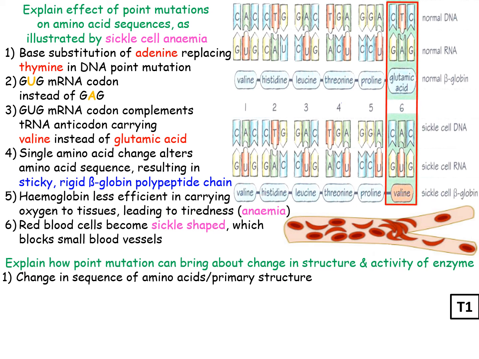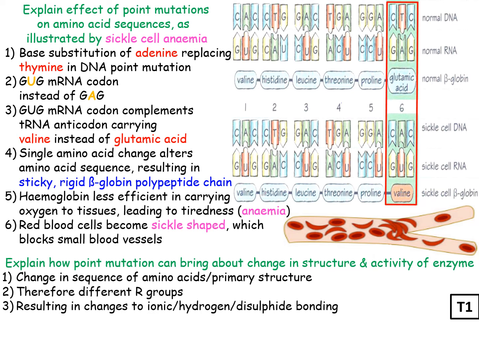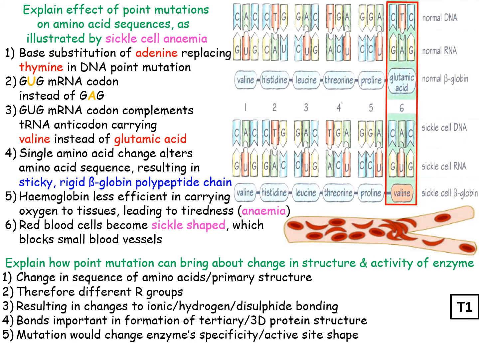Explain how point mutations can bring about change in structure and activity of enzyme. So in this example here, we're looking at point mutations that now affect enzymes. If you have a change in the sequence of amino acids, as we said earlier, that affects the primary structure, you end up with a different R group. And that different R group means that you can now form different ionic, hydrogen and disulfide bonding. Those bonds are important in the formation of tertiary structure.